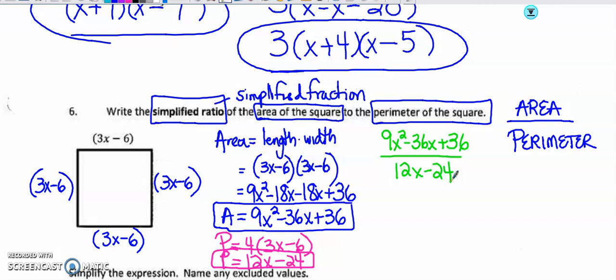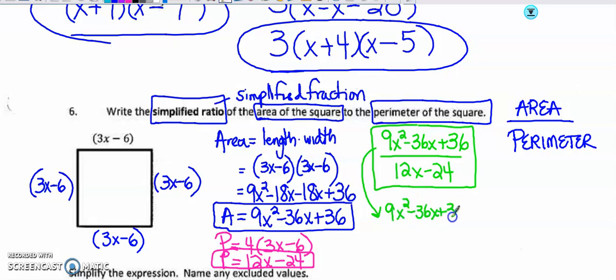Yesterday, you took a division problem and you had to simplify it. The first step was to factor it. So we're going to take the numerator and we're going to factor it: 9x squared minus 36x plus 36. I'm going to factor the area. There's a GCF. It is 9. When I divide that out, I get x squared minus 4x plus 4.